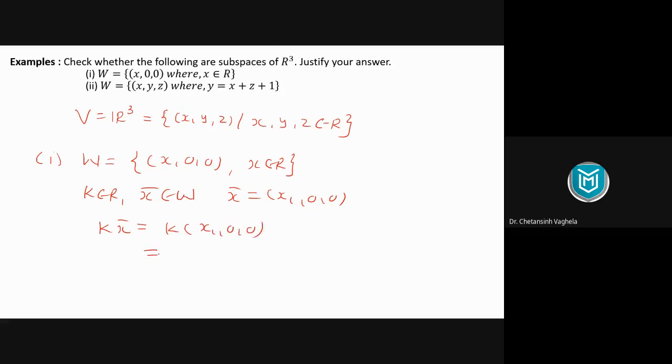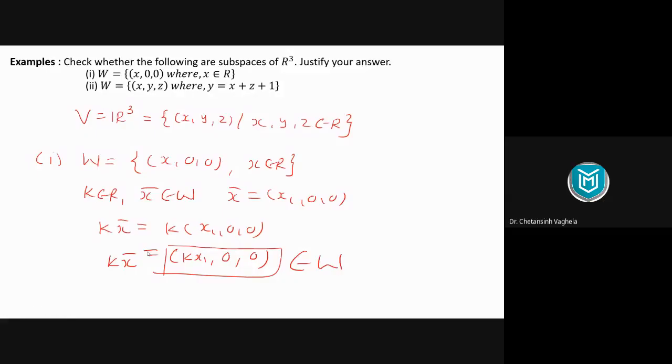Now what is the standard way of multiplying a scalar? k will multiply to each coordinate. So it will be k times x1, then k times 0, that is 0. Again k times 0 will be 0. Now do you think this vector is a member of W? Yes, because the y and z coordinates are 0, so this is also a member of W. So k x bar is also part of W.